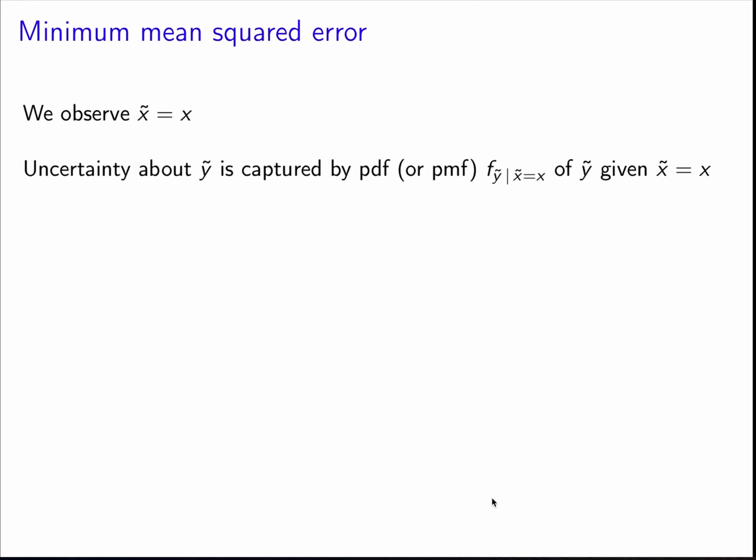Okay, so just to be clear, we observe a specific value for the features, which fixes the value of this random vector. And now, once we fix the value of that random vector, if you remember your probability theory, the uncertainty about y is captured by the conditional PDF or PMF conditioned on x having that specific value. That's what captures the uncertainty about y, and in particular it gives you the distribution of y.